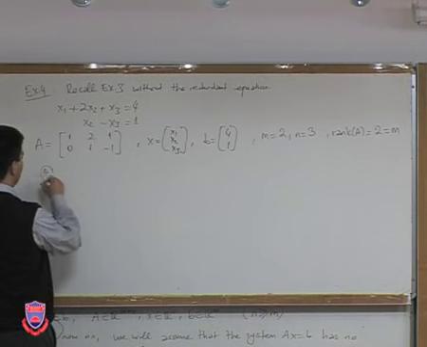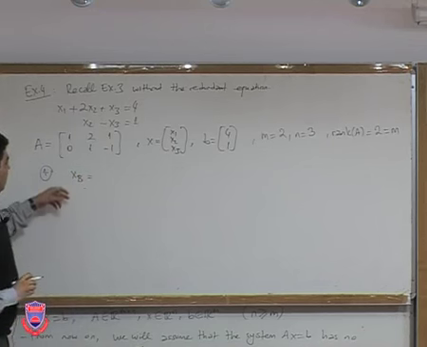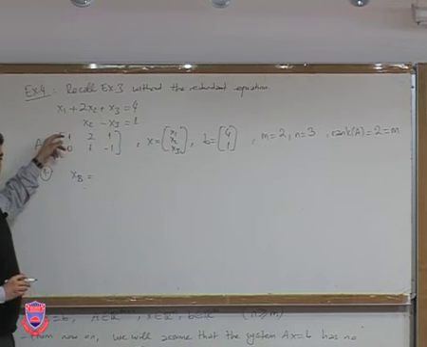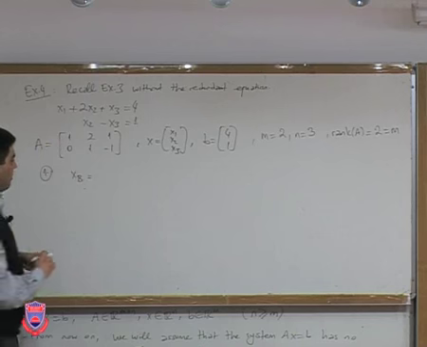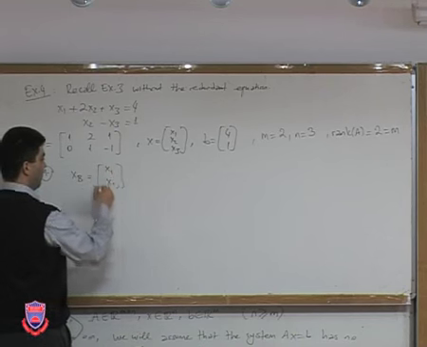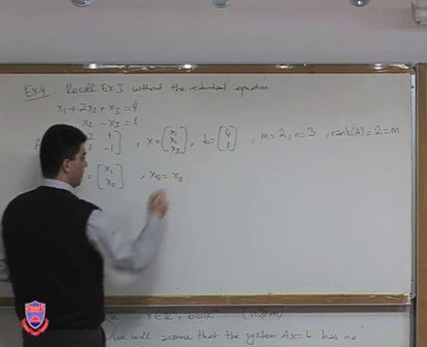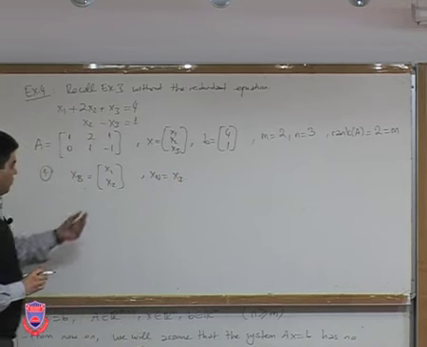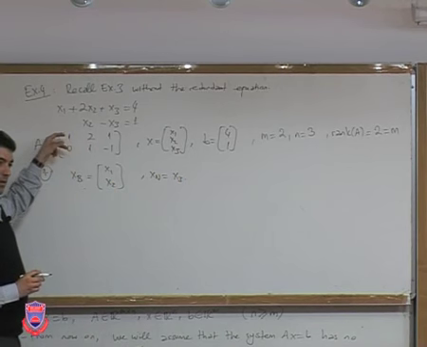So here's what we do. First of all, I'm going to pick 2 variables because we have 2 equations only. So the number of variables I'm going to pick will be the same as the number of equations. Let's pick x1 and x2 as my basic variables. Then my non-basic variable will be x3.